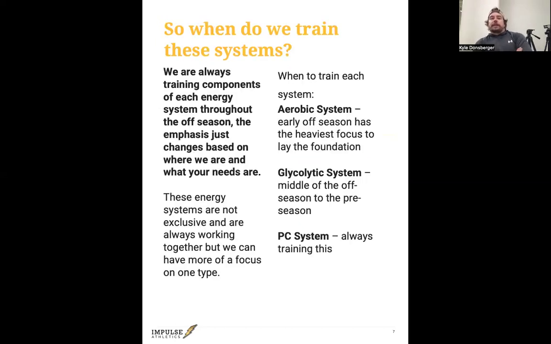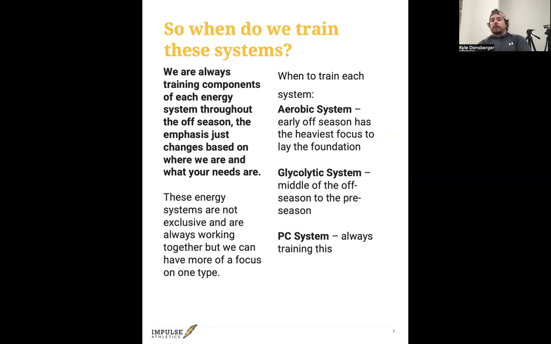So when do we train these systems? Well, we're always training components of energy systems throughout the off season. The emphasis just changes based on where we are and what your needs are. So these energy systems are not exclusive. They're always working together, but we can have a bit more focus on one area versus the others.